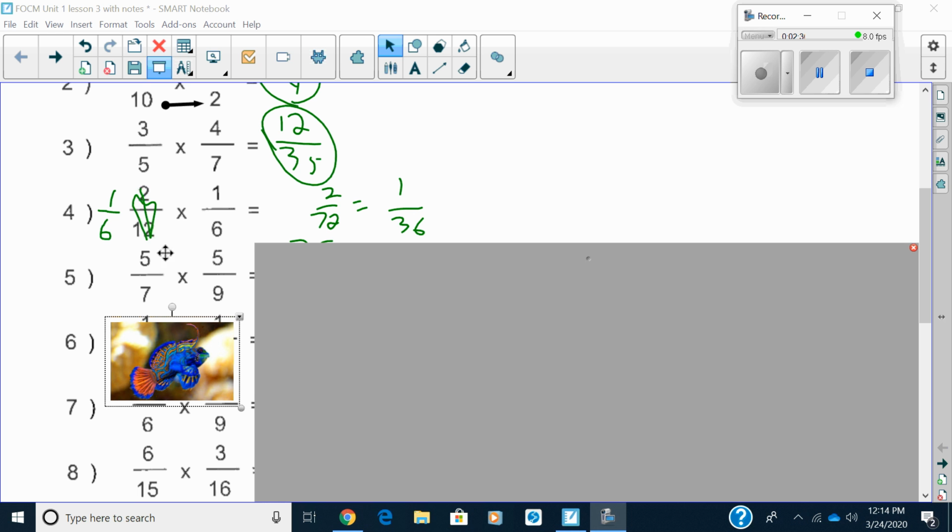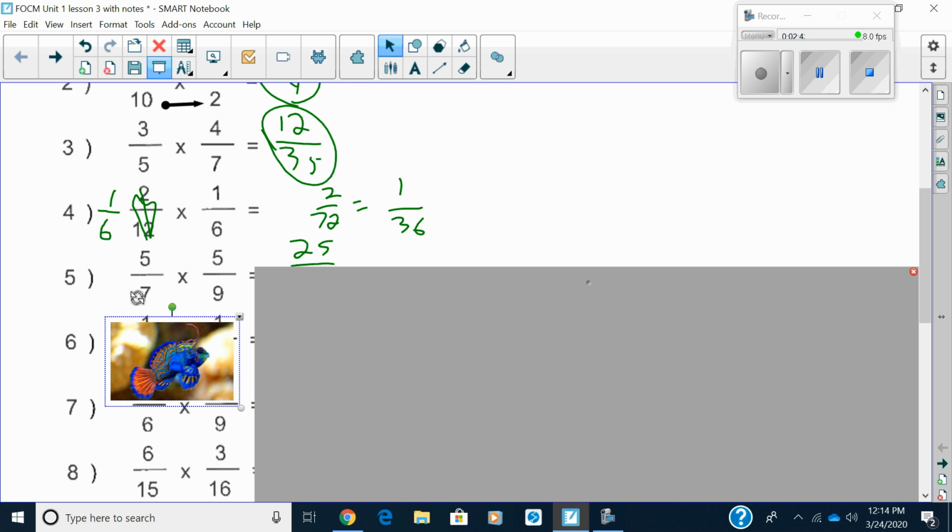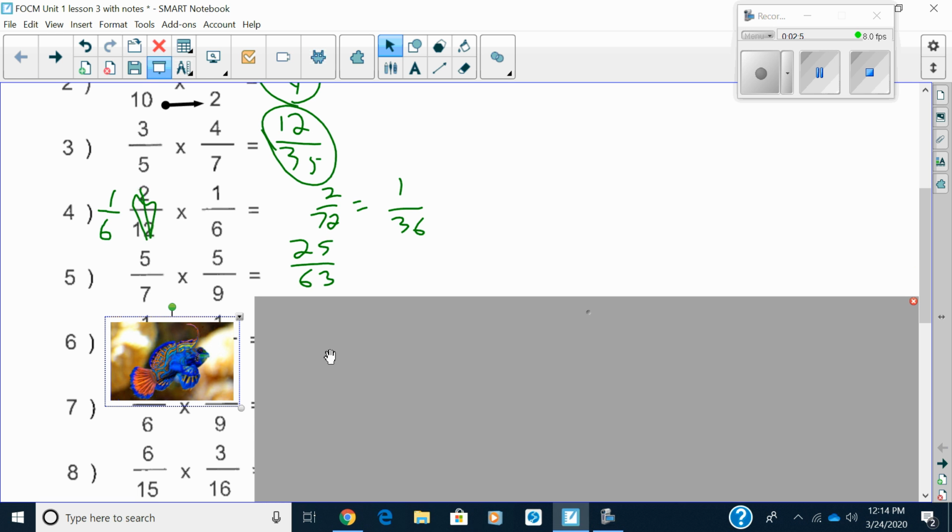What happens if the numerators are the same? You can't simplify it. You just do 5 times 5 is 25. 7 times 9, well, you remember the rule, the digits have to add up to 9, so it's 6. You subtract 1, it's 63. There we go.